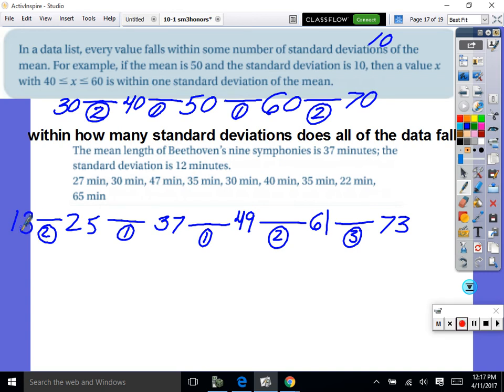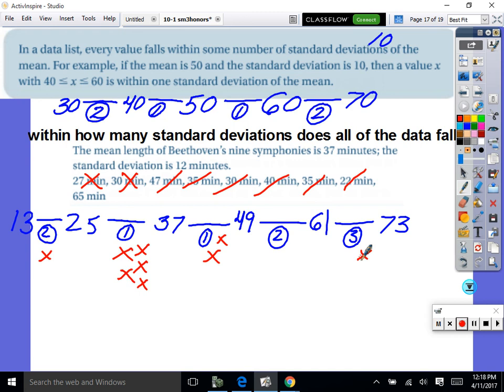So now let's do this. Here we go. So 27 falls where? Right here, right? 1. Okay, 30 falls right here. And 47 falls right there. 35. Okay, 30. Oh, we already did that. 40. 35. 22. Yep. And 65. Oh, it's a good thing we went 3 standard deviations because that would be here.